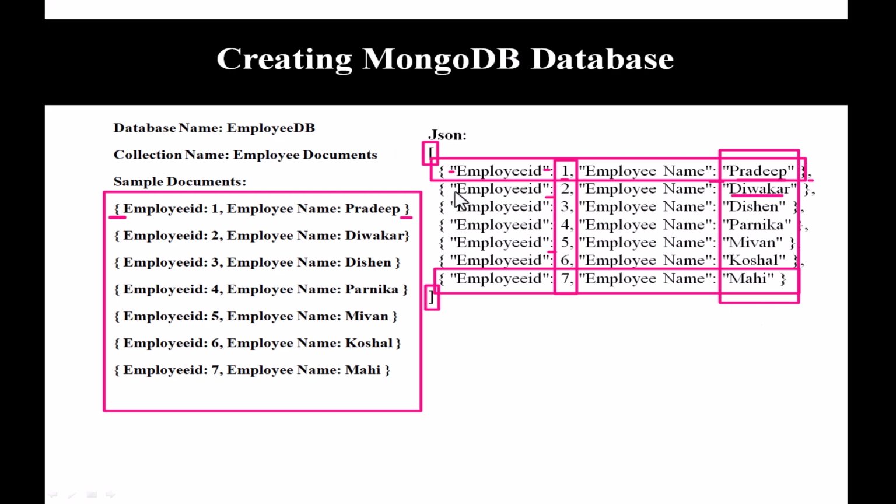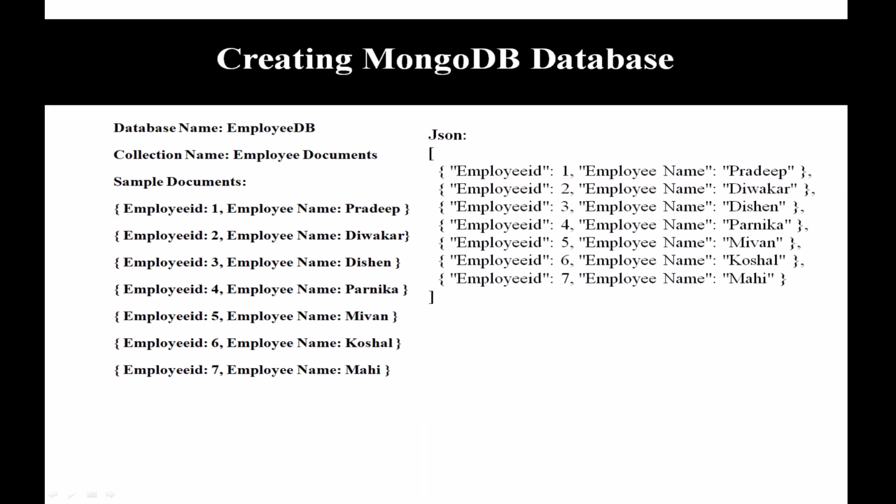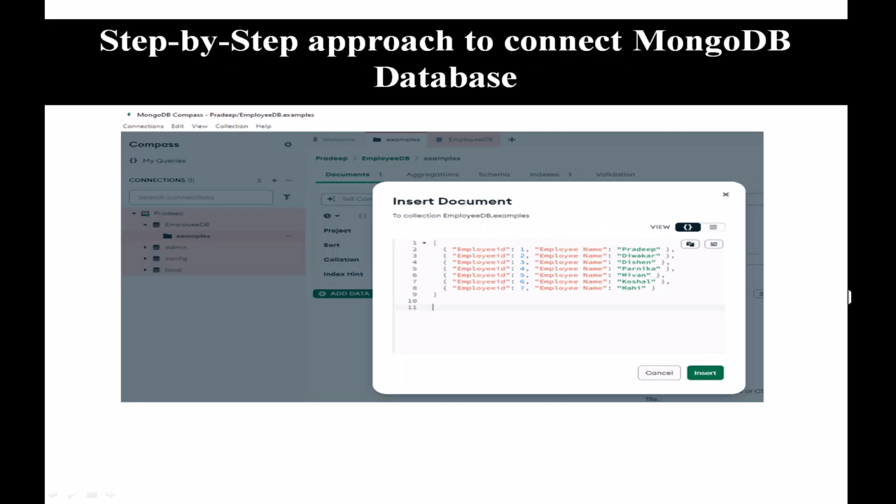Every particular field will be identified by the comma, so that it treats it as the first row, second row, third row, fourth row and so on. Like that it will be considering.